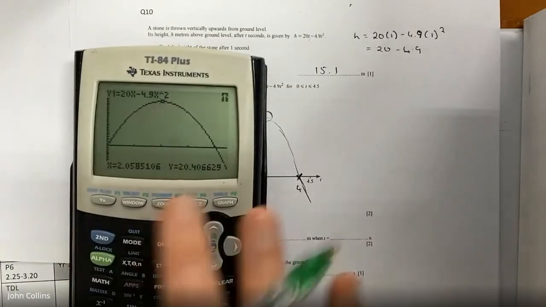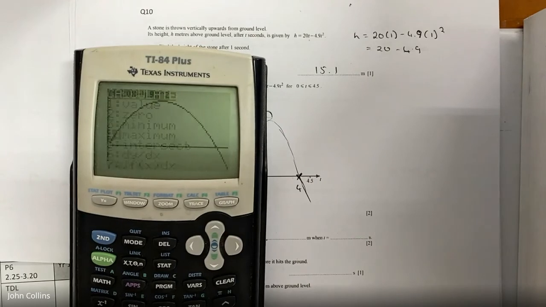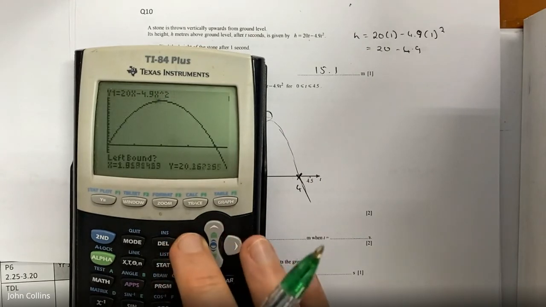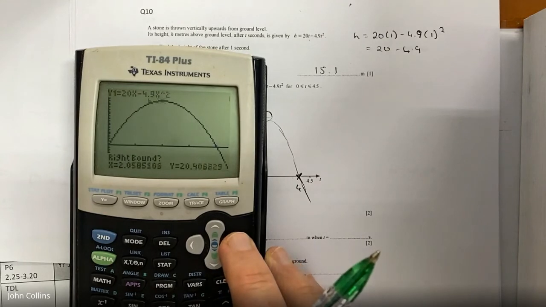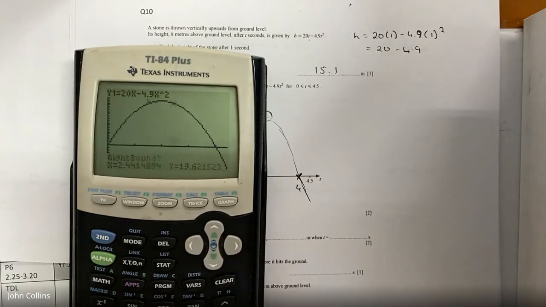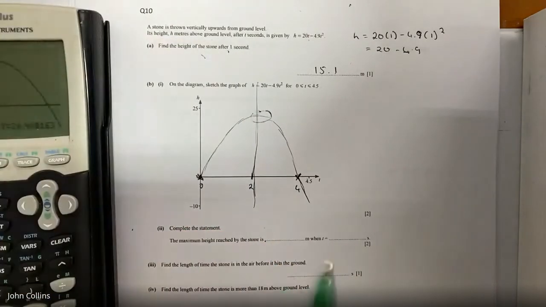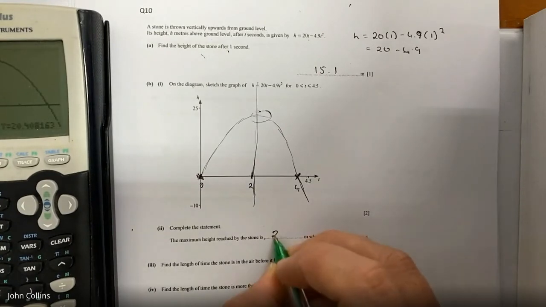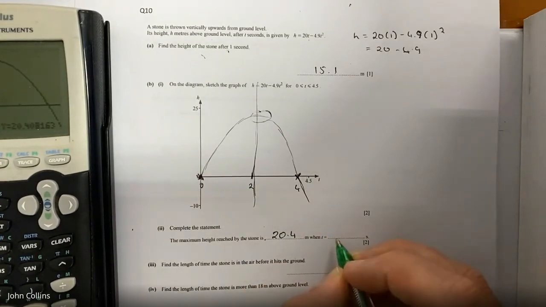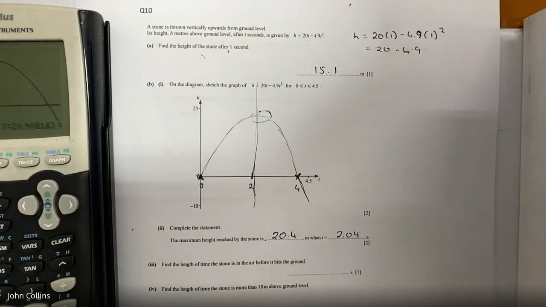On the calculator, go to maximum. Left bound, move it a little bit left, enter. Right bound, move the right bound past where you know the maximum is, press enter. Don't guess. And you get 20.4. They were slightly off. 20.4 and 2.04.